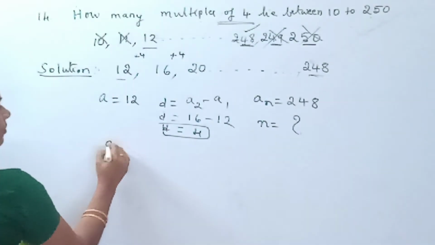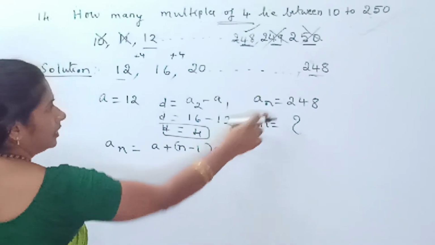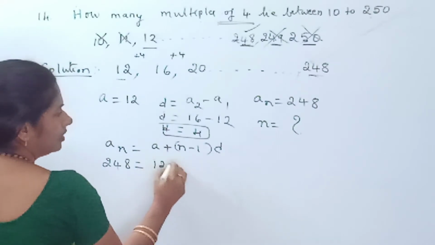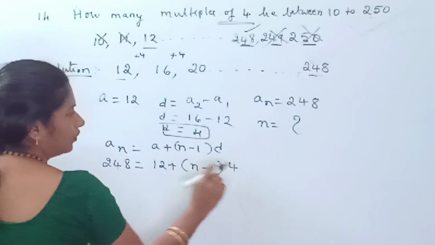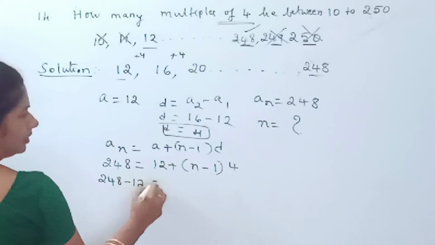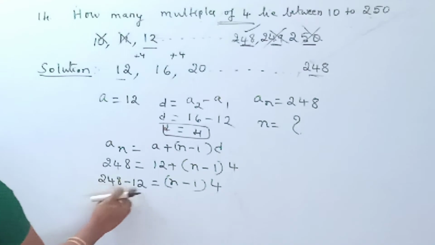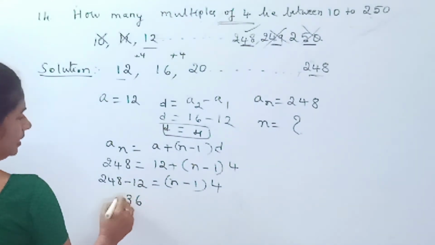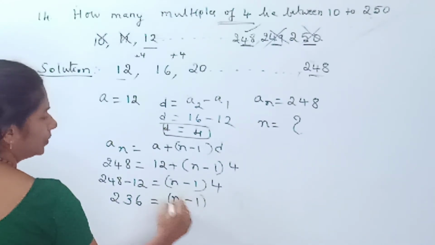So let us write the formula. An equal to A plus n minus 1 into D. An value is 248 equal to A value is 12 plus n minus 1 into D. D is 4. Let us simplify, children. 248 minus 12 equal to n minus 1 into 4. Subtract, children. 248 minus 12. 8 minus 2 is 6. 4 minus 1 is 3. It is 236 equal to n minus 1 into 4.